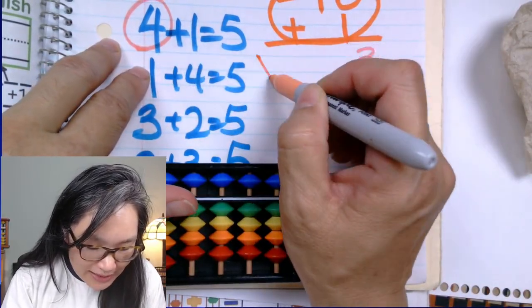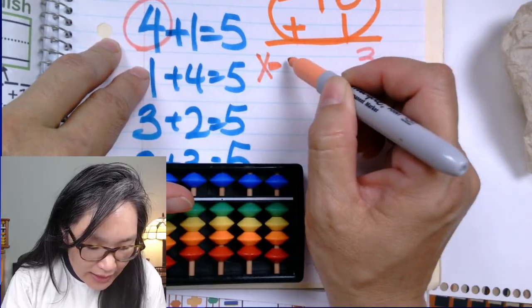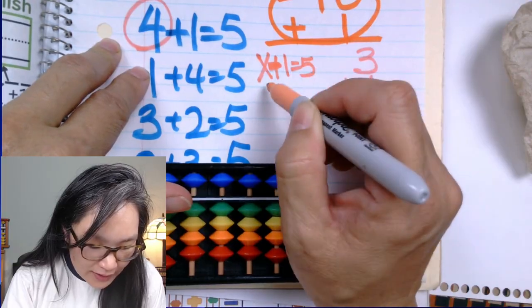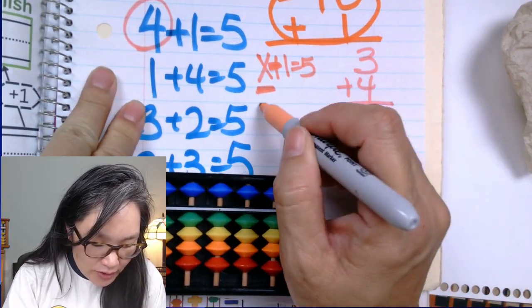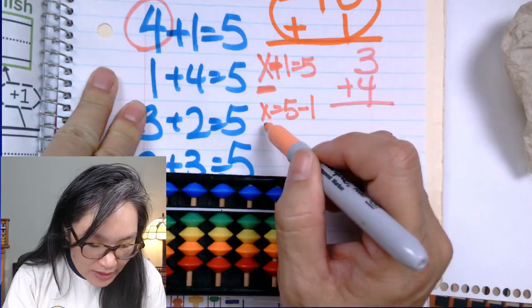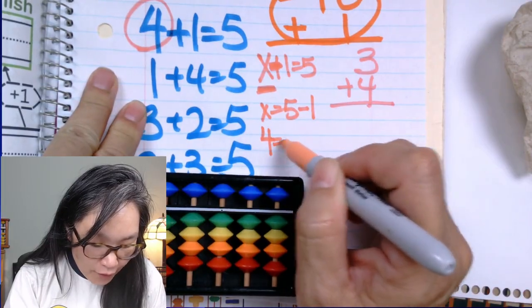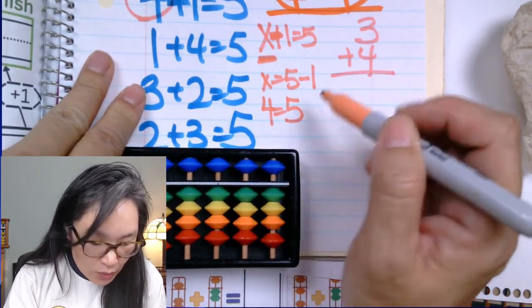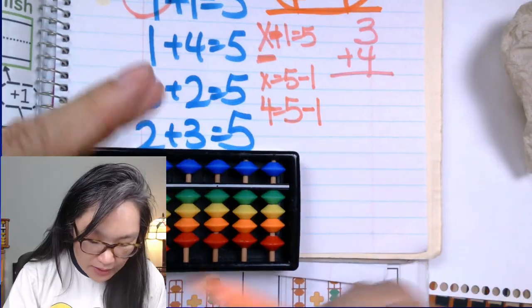You know what isolating the variable is because we do it in algebra. x plus 1 is equal to 5. Let's isolate the x. So we do x is equal to 5 minus 1. Now, let's replace the x with 4. So we have 4 is 5. Again, 4 and 5 is not equal. We need to make it equal. We do the minus 1.